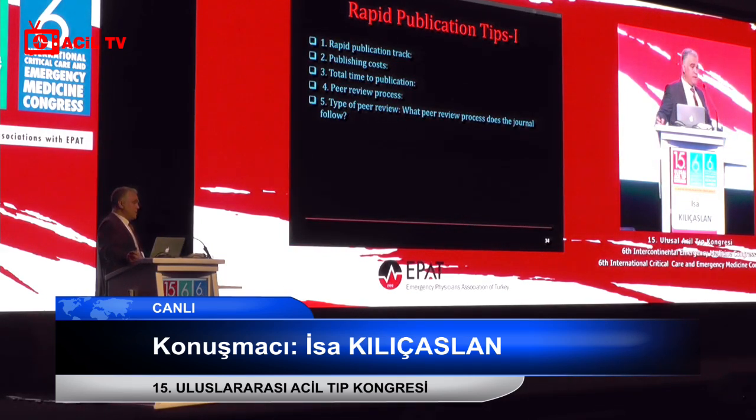For the rapid publication tips, the first one is the rapid publication track. In some special issues, every journal can give some clue for this. Please look at the publishing cost, as it may be a problem. Also, on the journal website, total time to publication is important. In every article, on the first page, you can see the time of the publication process. Look at the peer review process and also the type of peer reviewer.